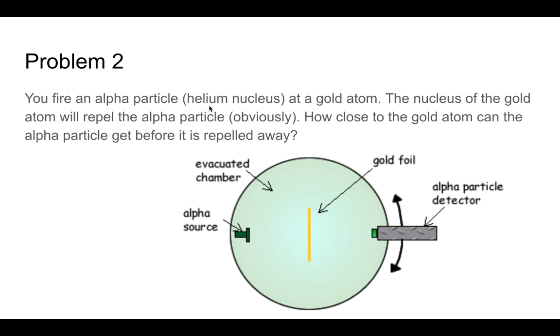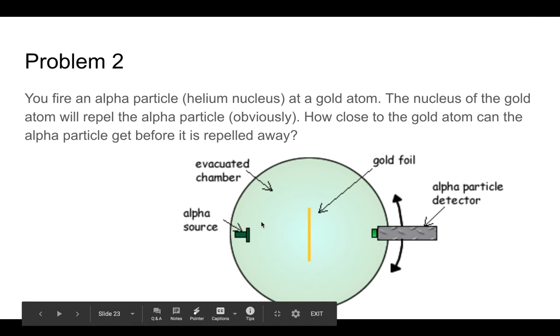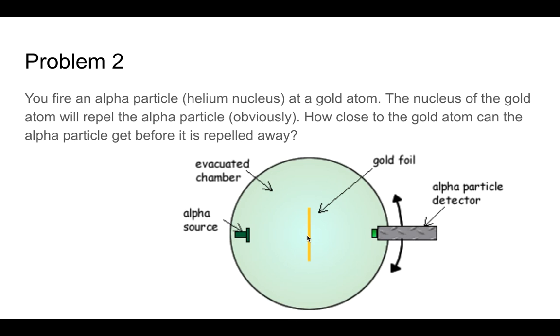The nucleus of the gold atom will repel the alpha particle because the nucleus is positively charged and the alpha particle is positively charged. So they're going to repel. How close together can they get? You can imagine that an alpha particle is going to come in here at really, really fast speeds. Basically, this whole thing is vacuum, so it doesn't collide with anything else. They shoot this out as fast as they can, basically near the speed of light. We'll just assume it's going at the speed of light. Technically, it can't, but we're going to assume it goes as fast as it can.